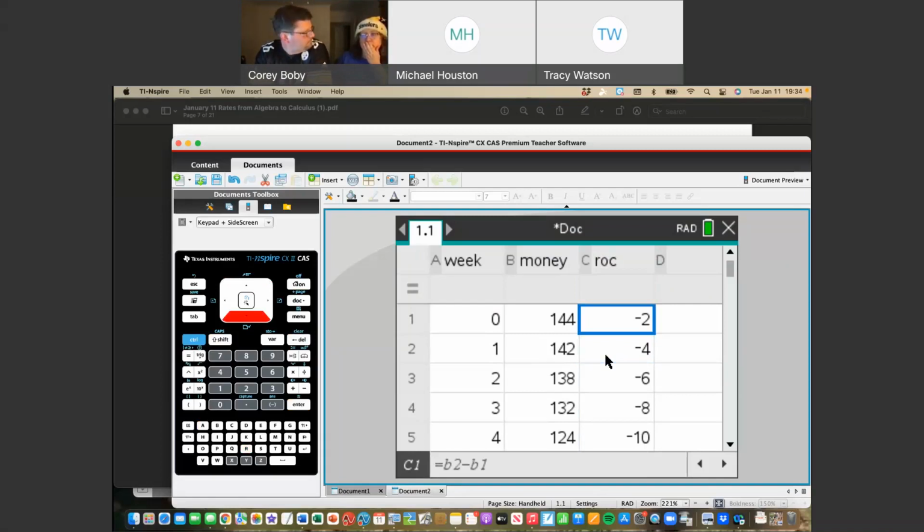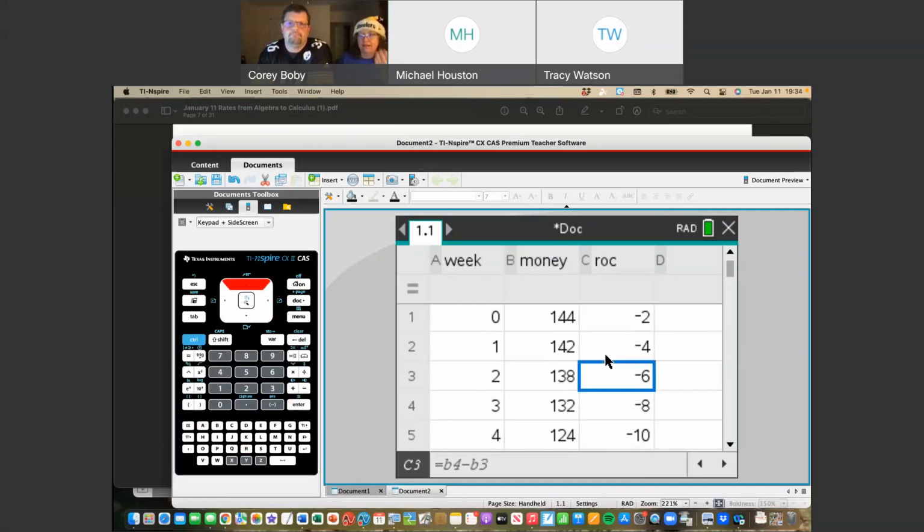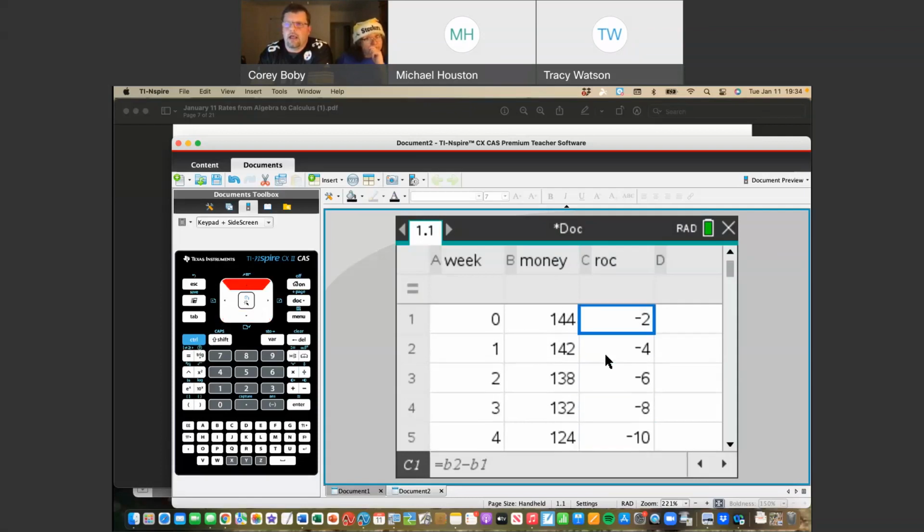It's still value per week, right? But it's changing. First it's -2, and then it's -4. Oh, it's not a constant rate of change. Okay. And I do think it's not a constant rate of change. Thank you. It varies. The rate of change is varying linearly. And I think an 8th grader, 9th grader can handle this.